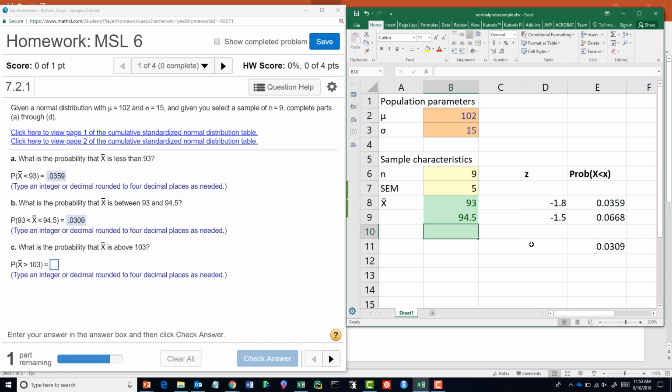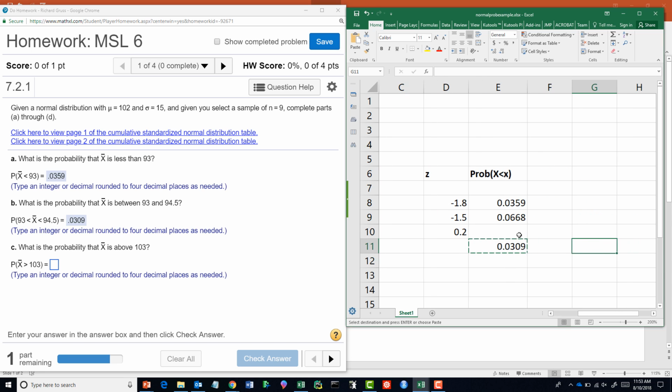So now we're going to do an x bar of 103. Once again, we'll find the corresponding z-score. And once again, it's just going to be sample mean minus population mean divided by standard error of the mean. Okay, and now this time it's positive because this is above the population mean. We just need the probability less than this value. Let me move this so that we can keep clear what we're doing here.